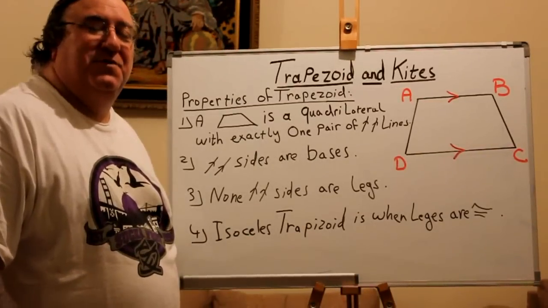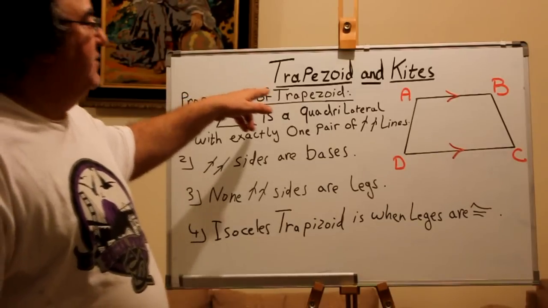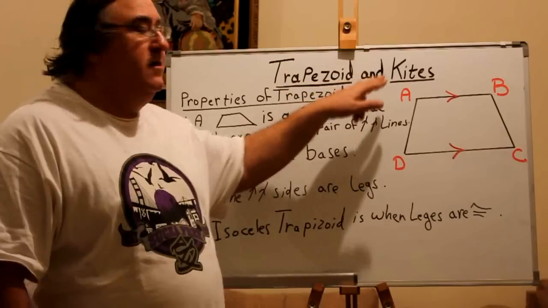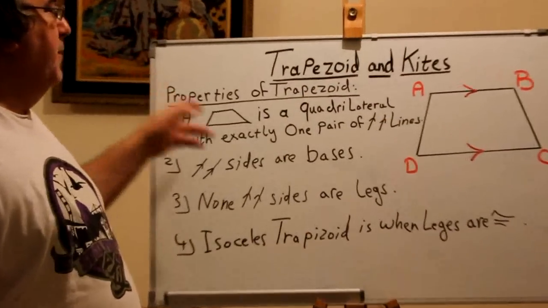Hi, today our lesson is about geometry. The lesson is trapezoids. We'll talk about trapezoids and kites. Let's start with trapezoids, the properties of a trapezoid.